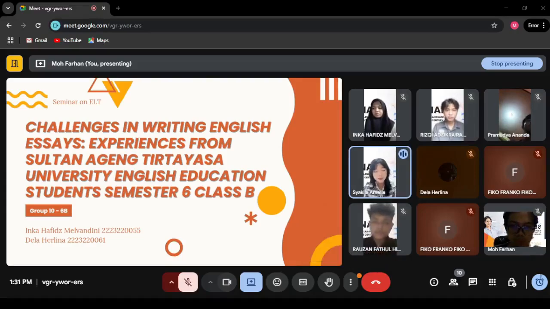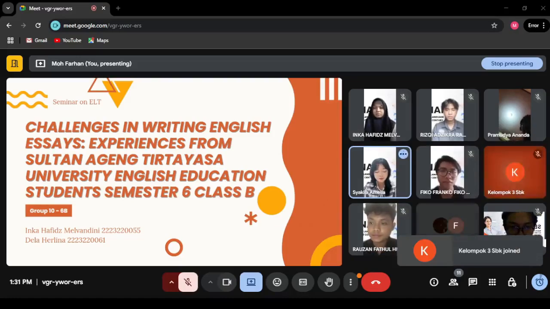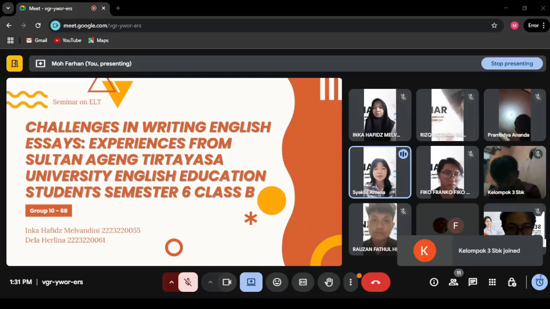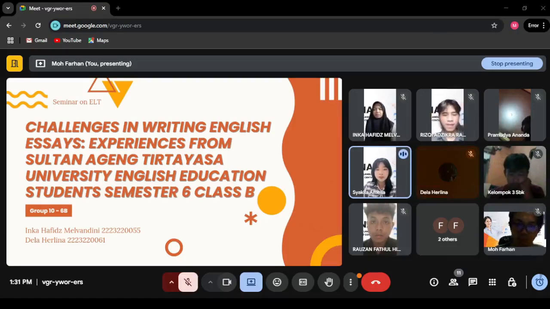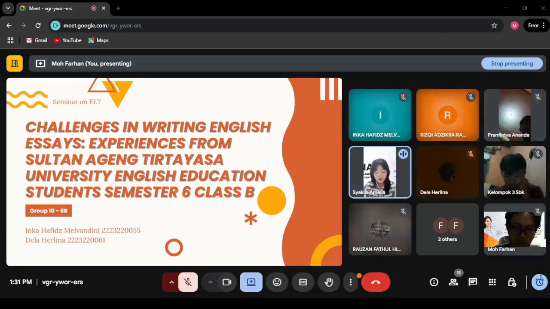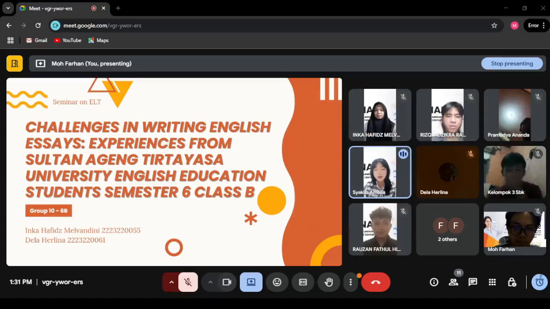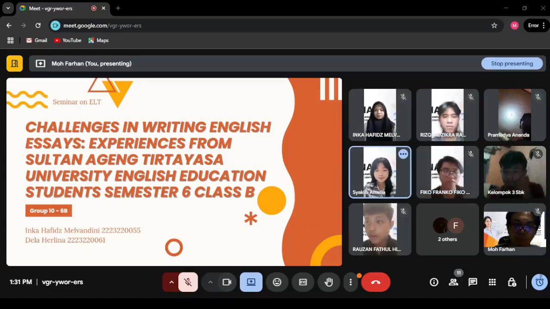Okay, to officially begin the session, let us proceed with our first presentation by Group 10, presented by Inka, with the title of the research Challenges in Writing English Essays, Experiences from Sultan Ageng Tirtayasa University English Education Students Semester 6 Class B. So for Inka, the floor is yours.